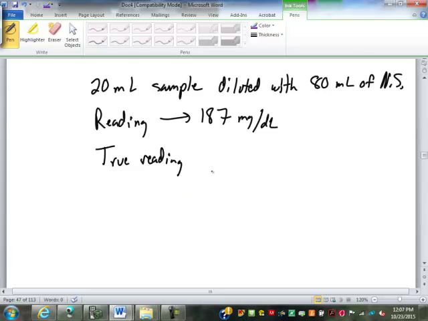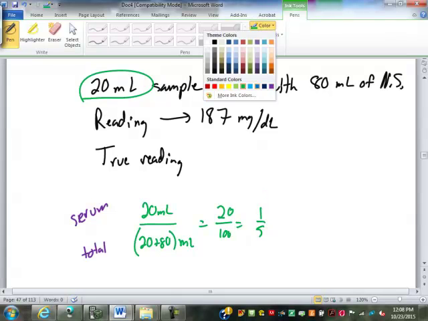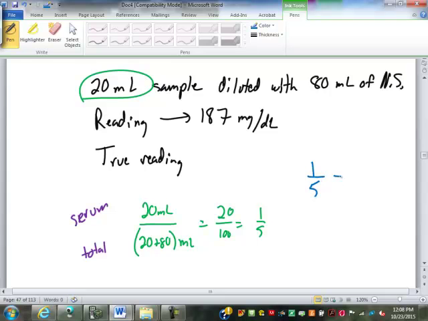Well, first of all, we have to find what our dilution is. And our dilution is going to be serum to total solution. So the serum, or the concentrate in this case, is the urine, 20 milliliters. Total, yeah, 20 plus 80, or 100 milliliters. So 20 over 100 is a 1 in 5 dilution. So we're going to use that 1 in 5.